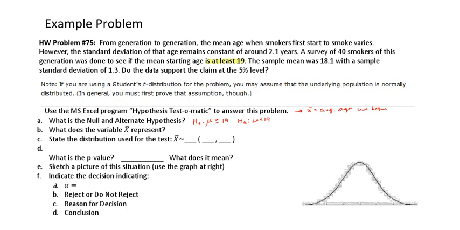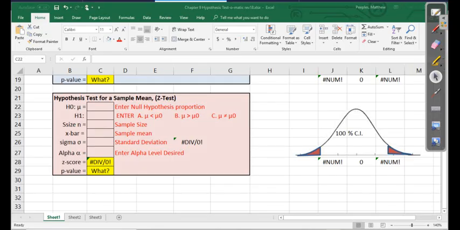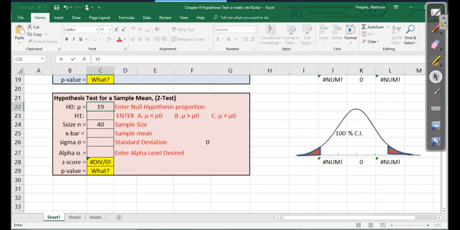So we're going to go to Excel here, and this is the program, my Chapter 9 Hypothesis Test-o-Matic. In the Hypothesis Test-o-Matic program that I've written, we're going to enter in our null hypothesis for our z-score. So we're going to enter in a z-test, because we've got a sample size of 40. Well, our claim is that the mean is greater than or equal to 19. And we're going to test that against the claim that the mean is less than that claimed mean of 19.